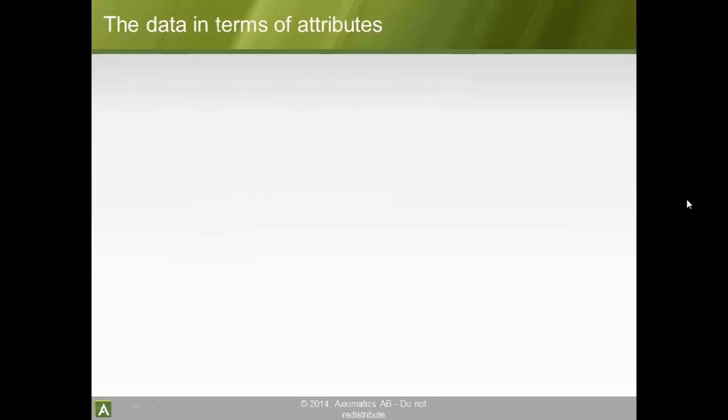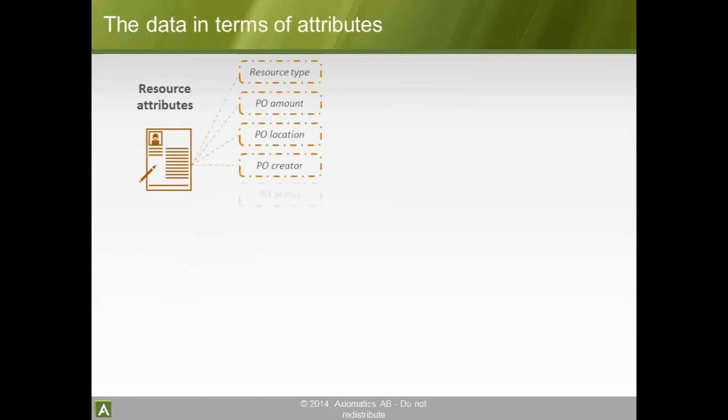All right, thanks, Gerry. And if we look more specifically at the data at hand here, the first item we'll be focusing on is the resource, which in this case is a purchase order. We will be describing the purchase order in terms of its attributes, such as the amount of the purchase order, its location, its creator, its status, and also its identity. The identity will be used to retrieve the additional attributes or the additional metadata about the purchase order.